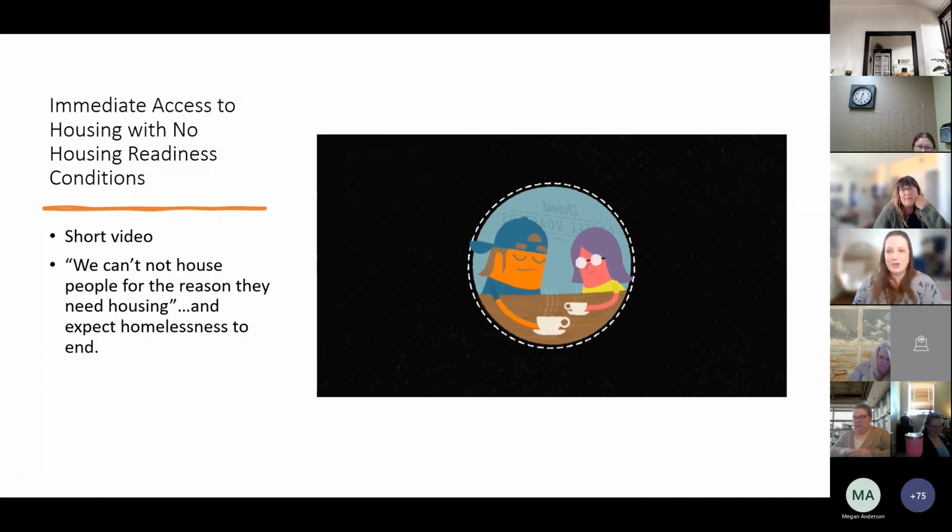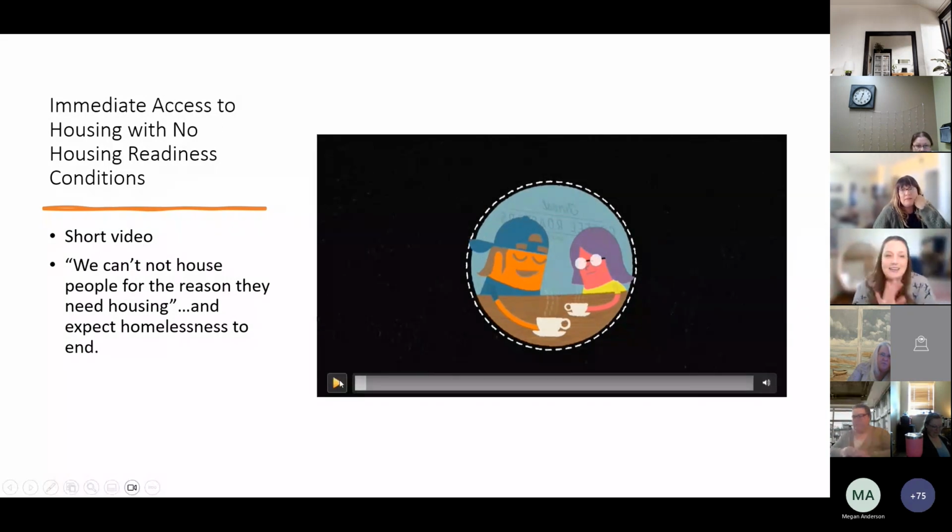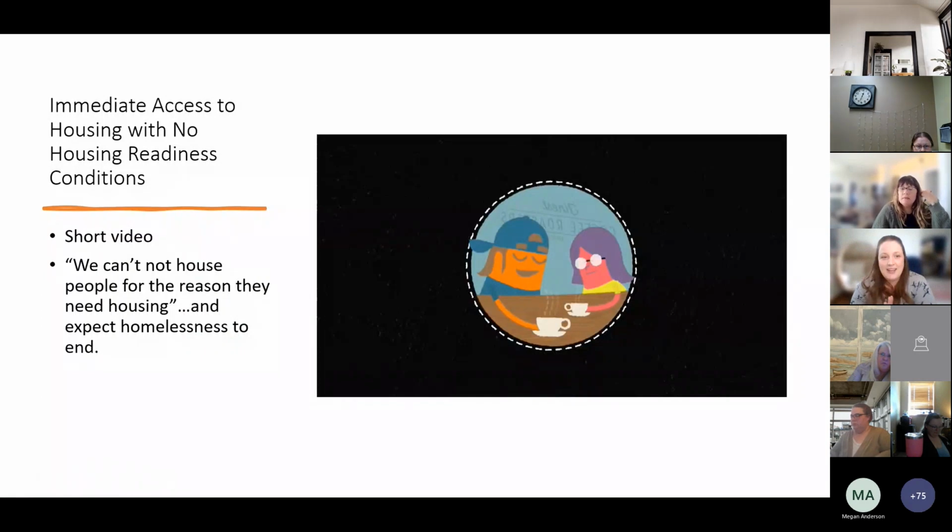It's not working. Okay, so the spoiler of it all is that they talk about how we can't not house people for the very reason that they need housing and expect homelessness to end. If you want 10-minute little snippets to present at your staff meetings, we do that, especially when we've had new case managers. One staff meeting, we talk about this principle, we play the video, and then we have discussion. They're all available on YouTube, Rain City Housing. Really, really good, great content.